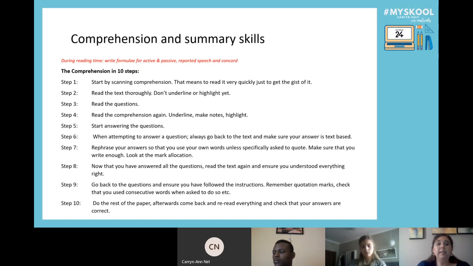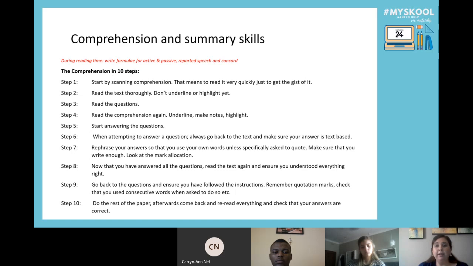Step 9. Go back to the questions and ensure you have followed the instructions. Remember quotation marks, check that you have used consecutive words when asked to do so, etc. Make sure that you follow the instructions for the questions. Then step 10, do the rest of the paper. Afterwards, come back and reread everything and check that your answers are correct.